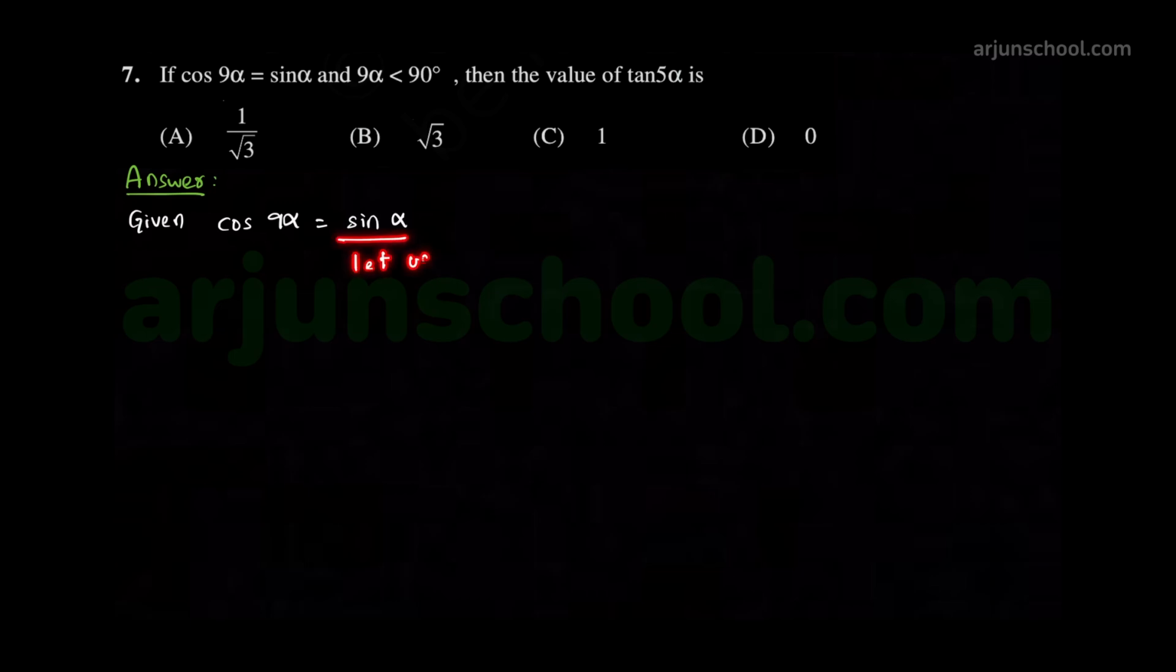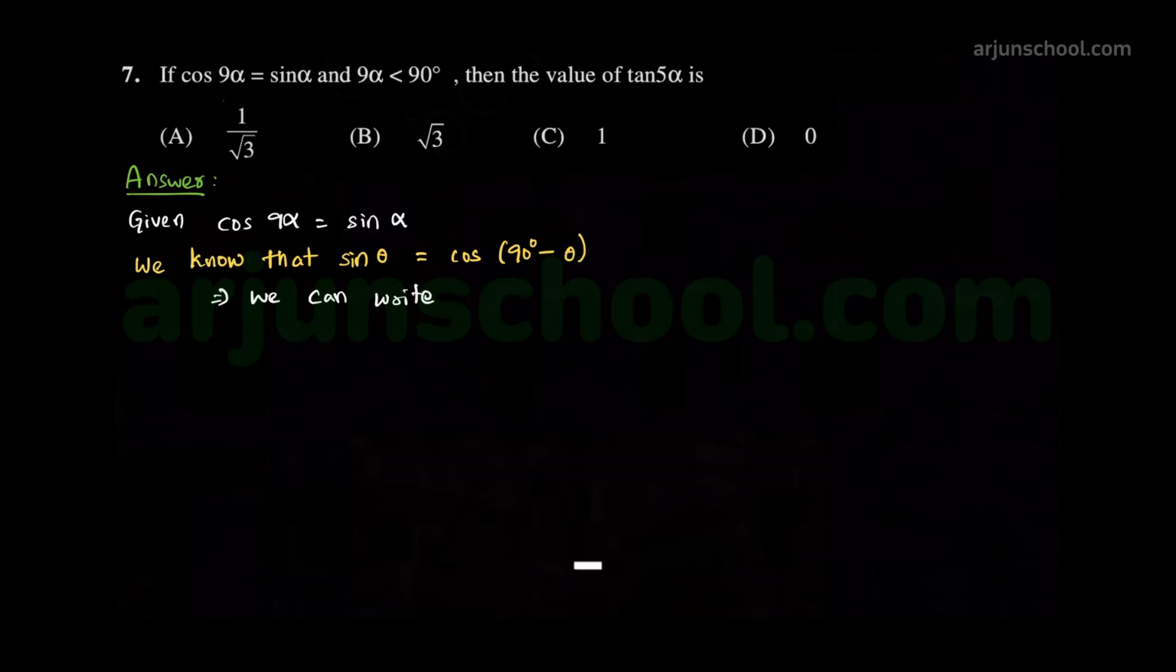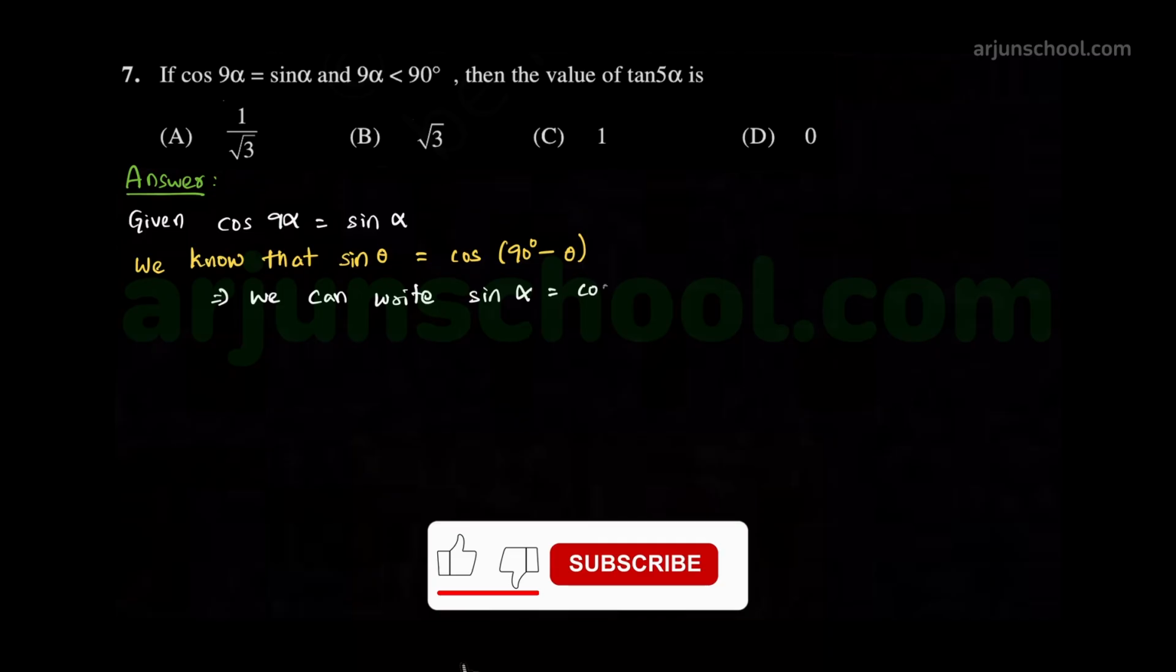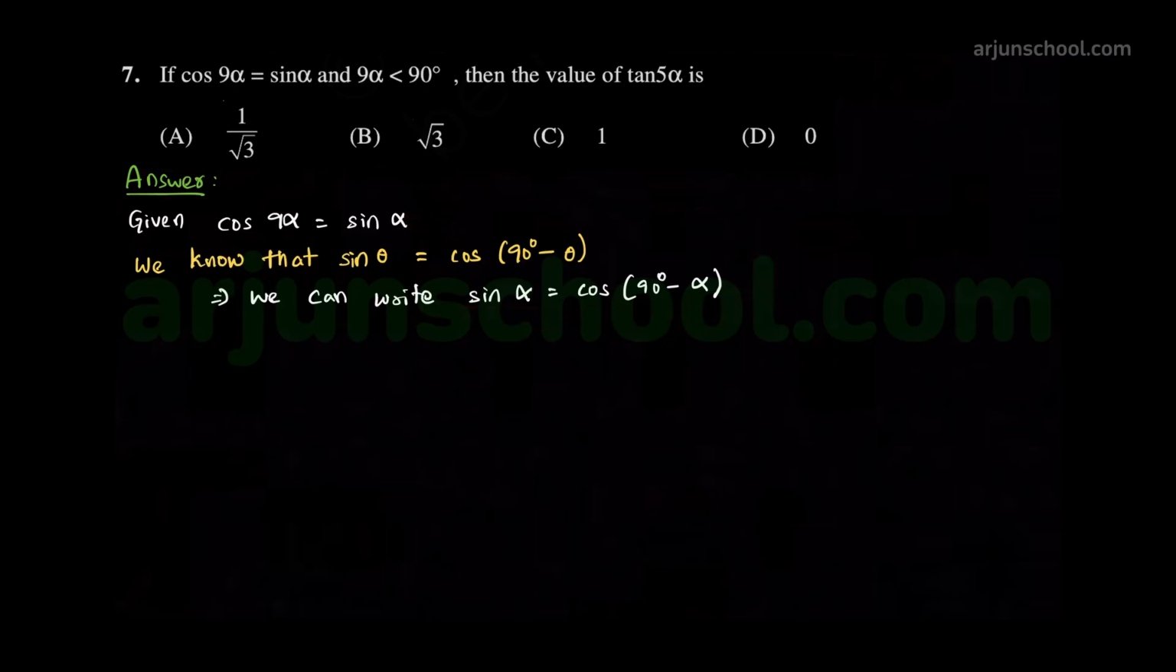Let us change this term to cos. We know that sin theta is equal to cos of 90 degrees minus theta. We can write theta as alpha. Sin alpha is equal to cos of 90 degrees minus alpha. Let us substitute this value in the given equation.